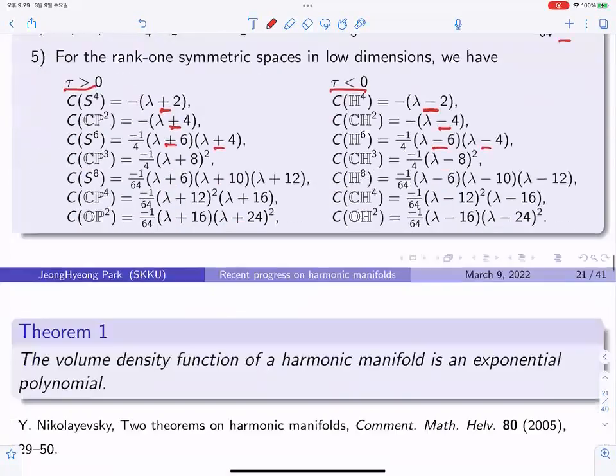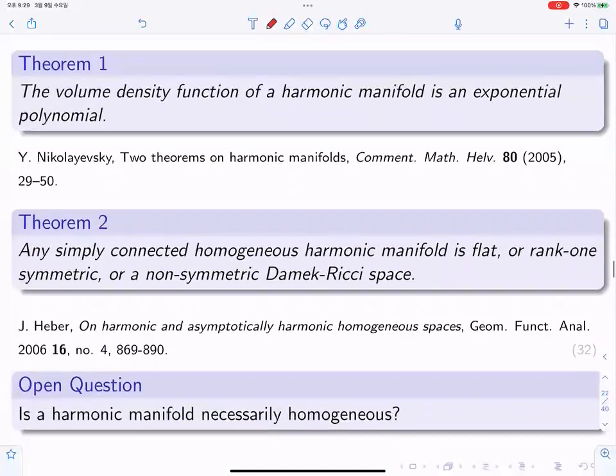Okay. So now the volume density function of the harmonic manifold is an exponential polynomial. Every simply connected homogeneous harmonic manifold is flat, or a rank one symmetric space, or a non-symmetric Damek-Ricci space. Is this your question? I don't know. Any simply connected homogeneous harmonic manifold is flat, or a rank one symmetric space, or a non-symmetric Damek-Ricci space.